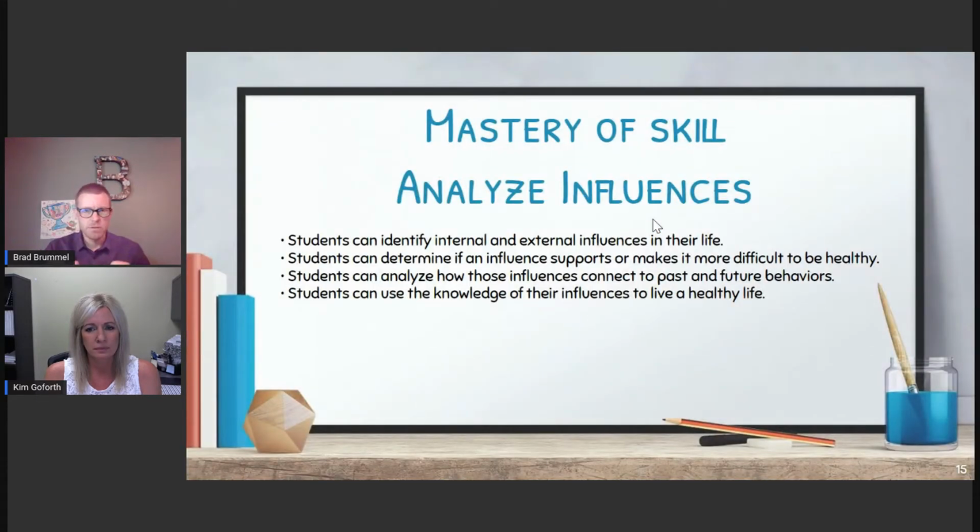As we look at Standard 2 from a holistic view, this is what mastery looks like for Standard 2 as a whole. Again, we've talked about these internal and external influences. I know Kim's talked a lot about being able to analyze the influences and ultimately knowing how they influence a healthy lifestyle. This is what that looks like for a student for Standard 2 as a whole.